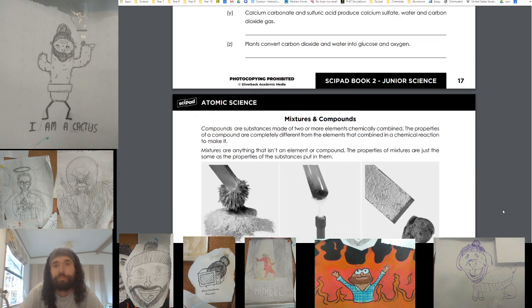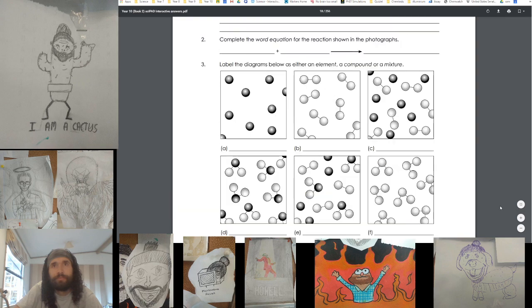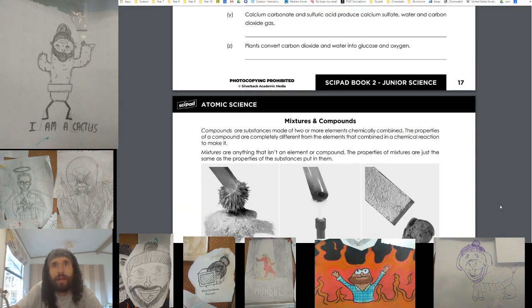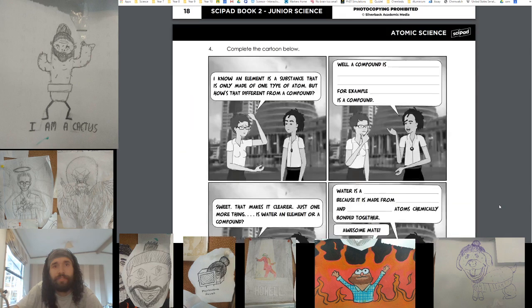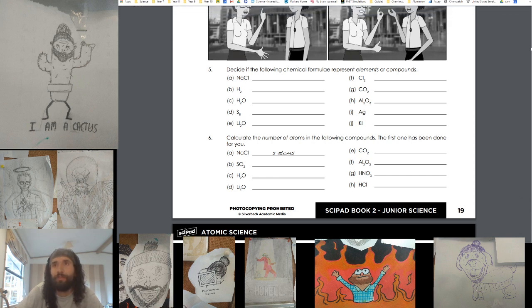And for this mixtures and compounds one, down here they ask, describe if it's an element or a compound. An element is just going to have one type of atom. Here's the answers. Hydrogen, sulfur, silver. While the compounds have two different types of atoms, like your NaCl and stuff.